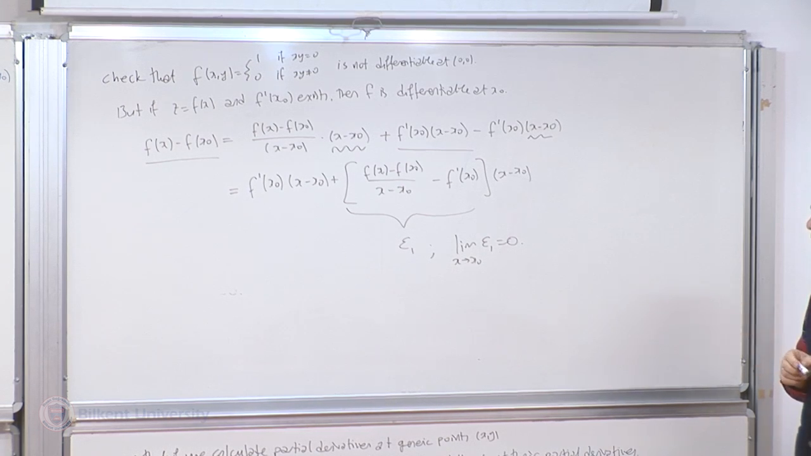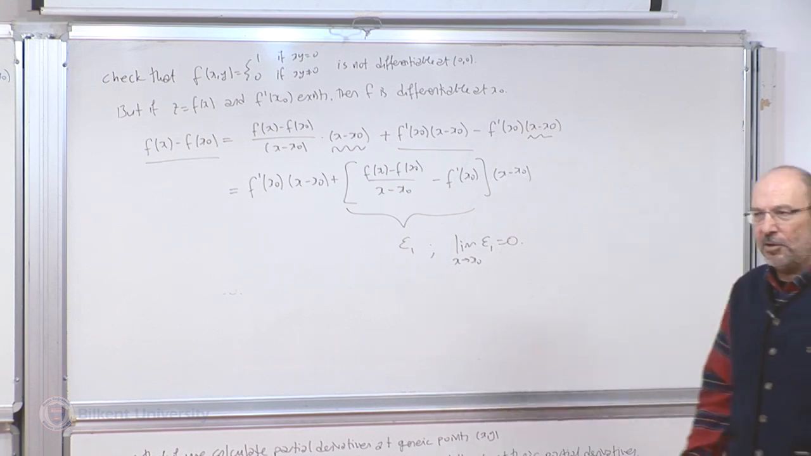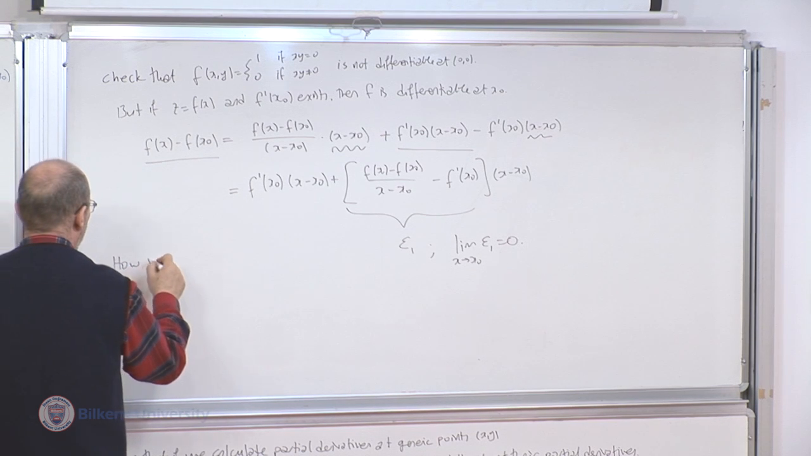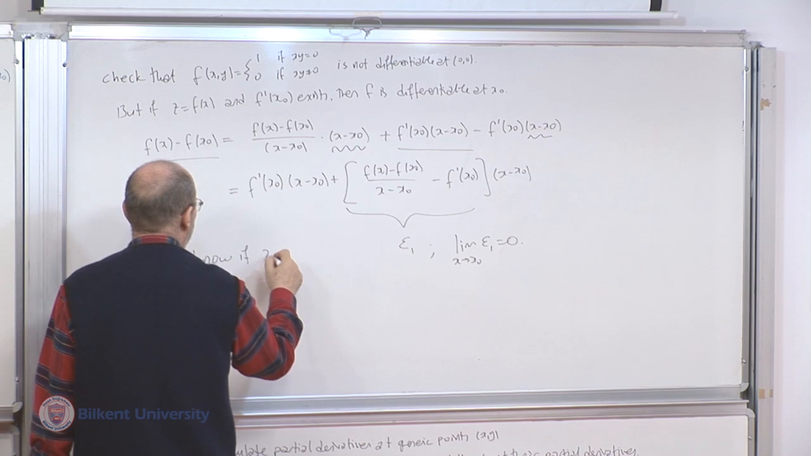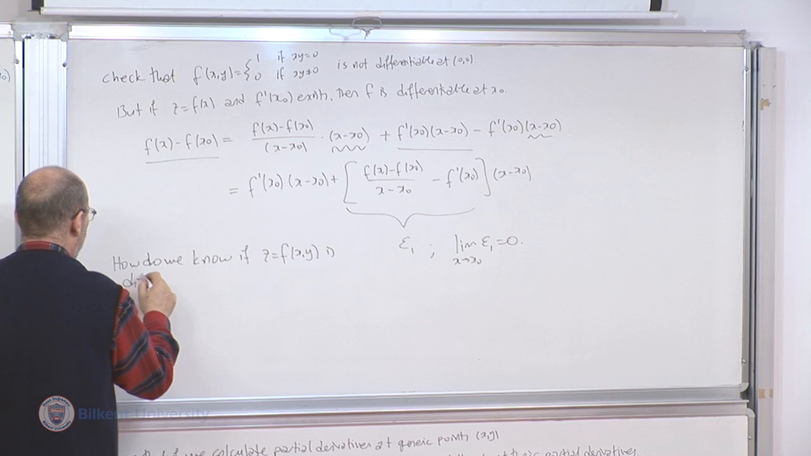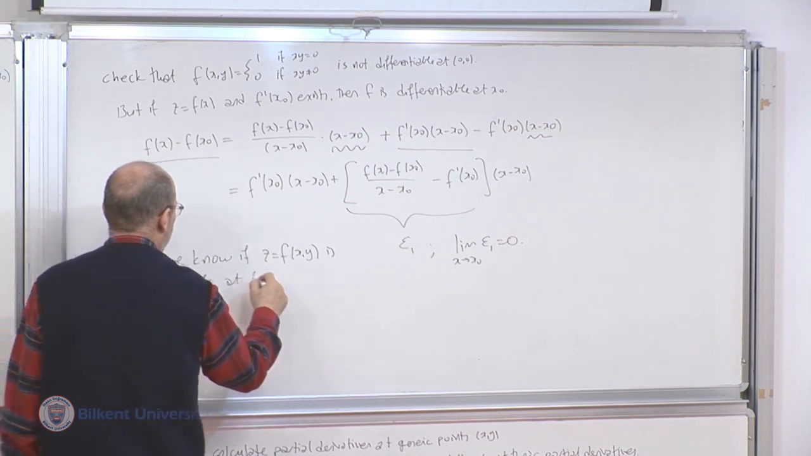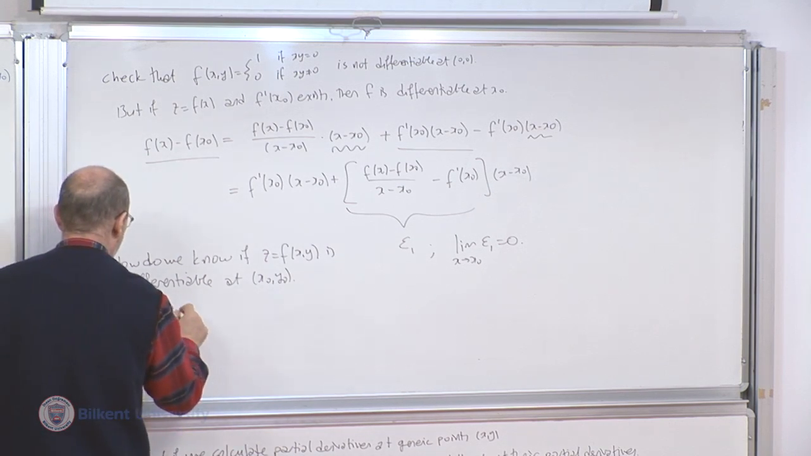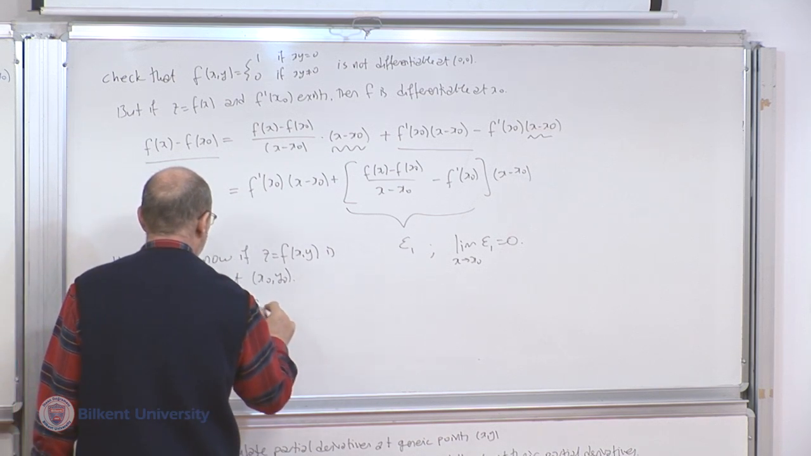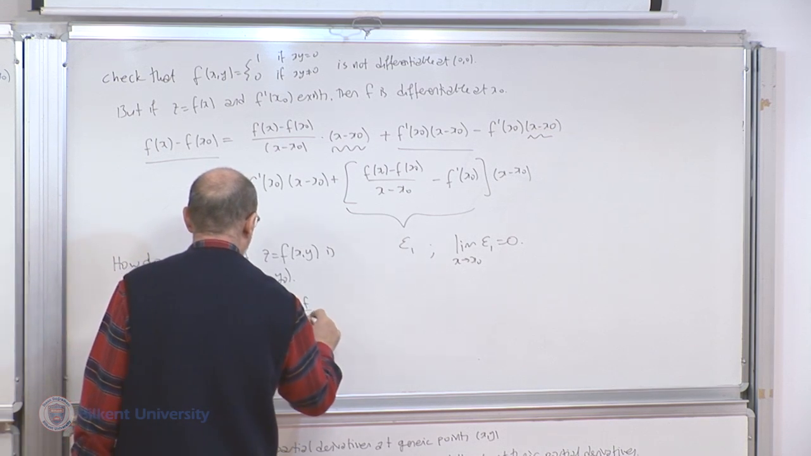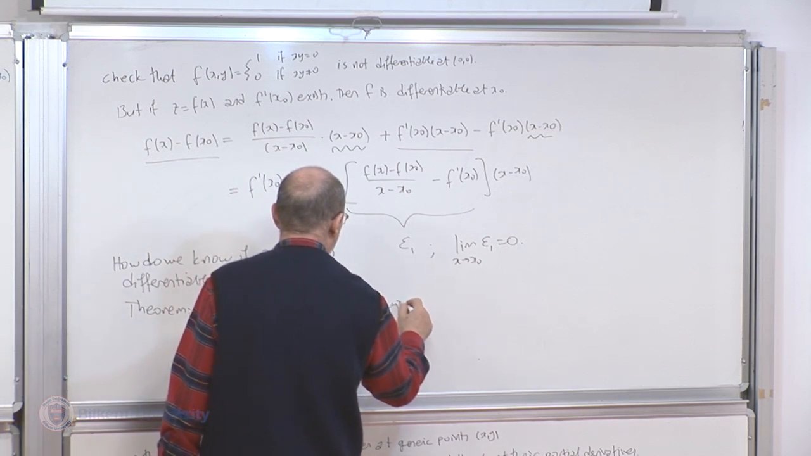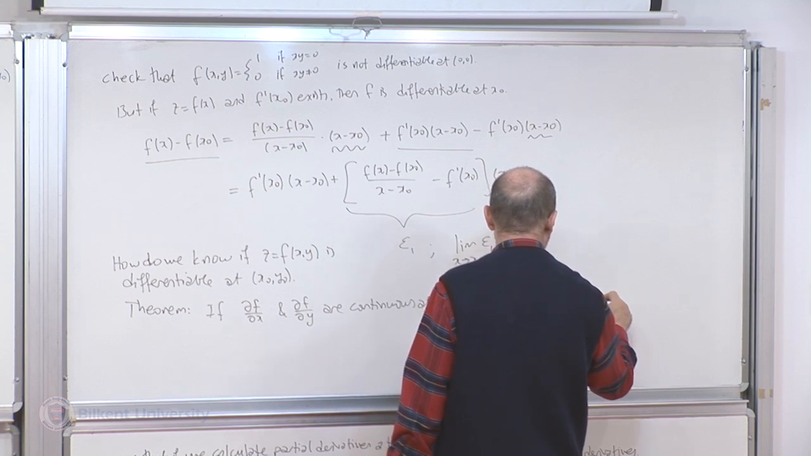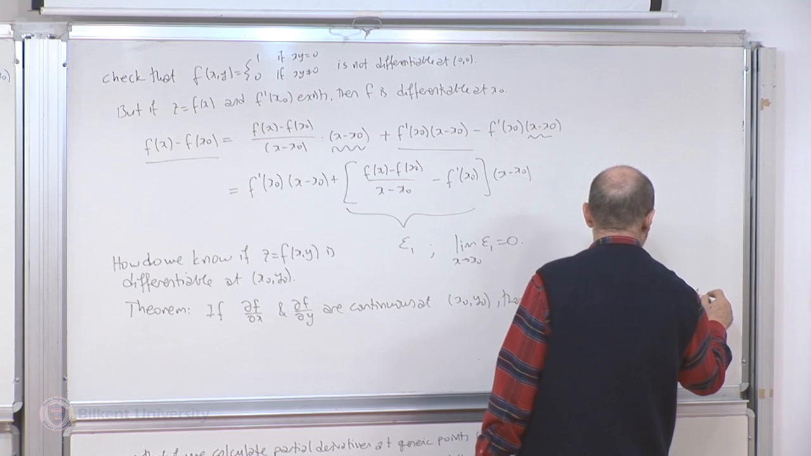point. Okay, so then the question is, how are we ever going to find out if a function is differentiable or not? Fortunately, there is this theorem which makes life easier for us. So how do we know if z equals f of x, y is differentiable at x sub 0, y sub 0? Okay, so we have a big theorem for this. So if the partial derivatives of f with respect to x and with respect to y are continuous at x sub 0, y sub 0, then f is differentiable at x sub 0, y sub 0.